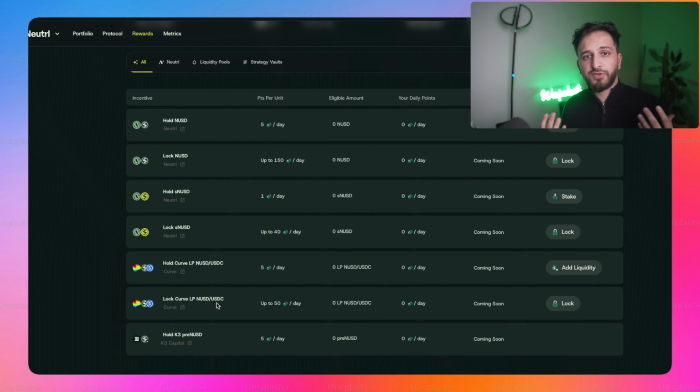Now the question is, if you want to participate, what should you do? You have 3 main options, right? You can hold NUSD, you can stake it, or you can provide LP. And for each of those 3, you can lock for extra points.